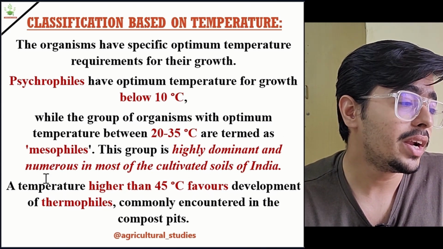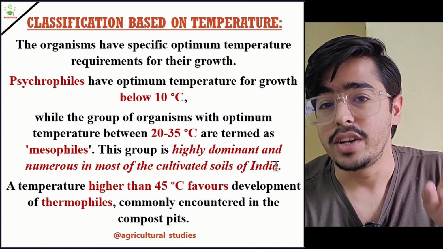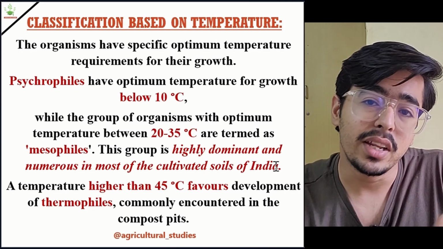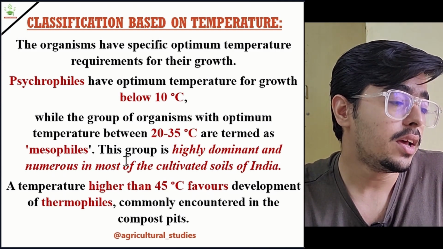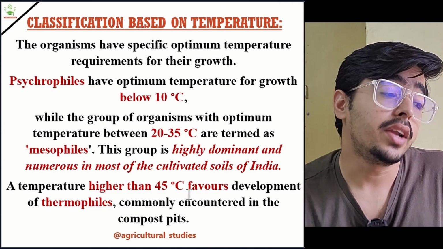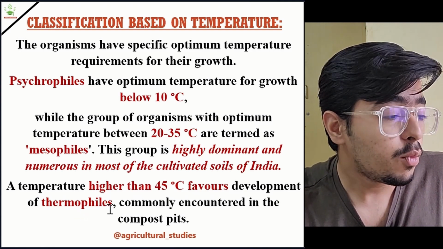These are highly dominant and numerous in most of the cultivated soil of India. It's a very important line. You should know that in Indian soil, the dominant bacteria are mesophiles. Then dominant microorganisms are mesophiles. Okay. Then temperatures higher than 45 degrees Celsius favor the development of thermophiles.